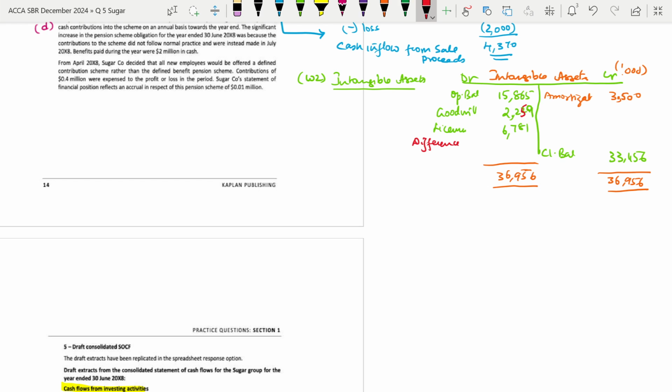Okay, how much is the difference? Check. 36,956 minus 15,865 minus 2,259 minus 6,781. It comes to 12,051. What is this? An increase. Asset has been increased. When the asset has been increased, it means it has been purchased. Which type of purchase? It is a cash purchase.